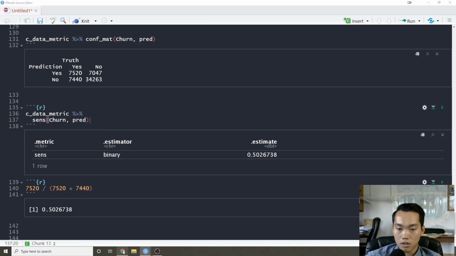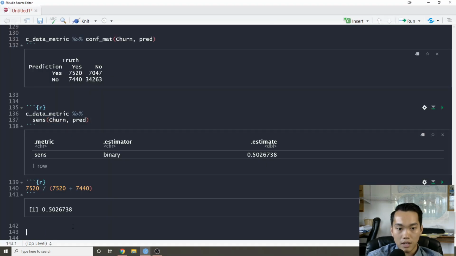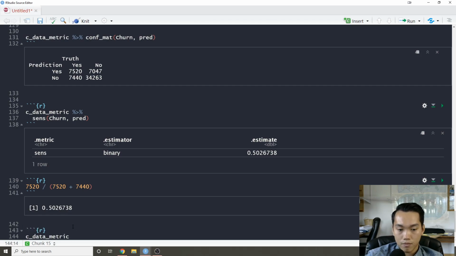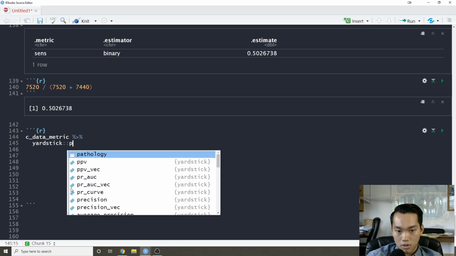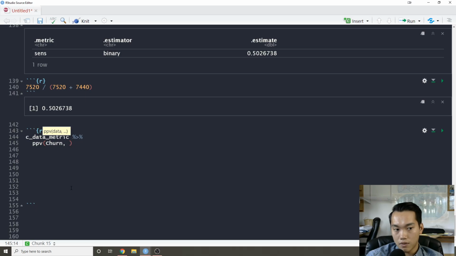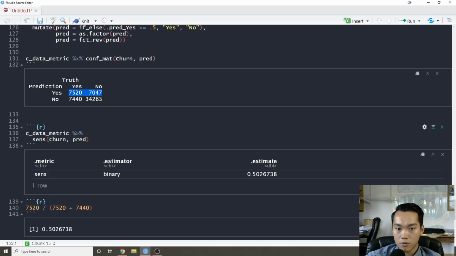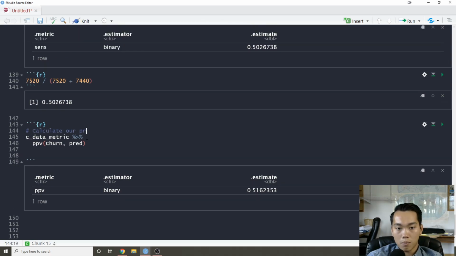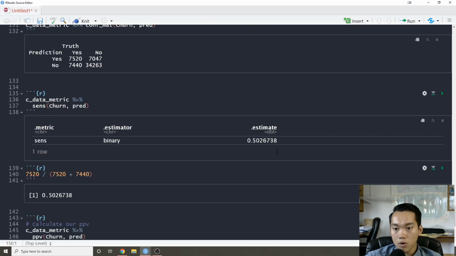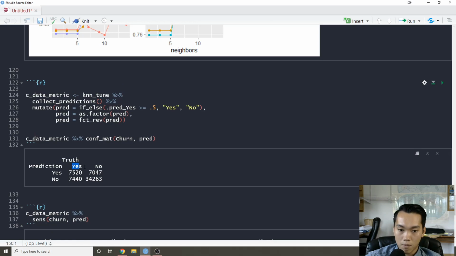We can also measure how confident our model is with the positive predictive value. I'll make this a little bit bigger. PPV, positive predictive value. If we give it our churn and our pred, we can see our positive predictive value is 51%, which makes sense because 7520 divided by 7520 plus 7447 should be a little bit higher than 50%. So that's our predictive value. These are all metrics of how certain our model can be, given an unbalanced data set, or if there's a specific class we want to specify.